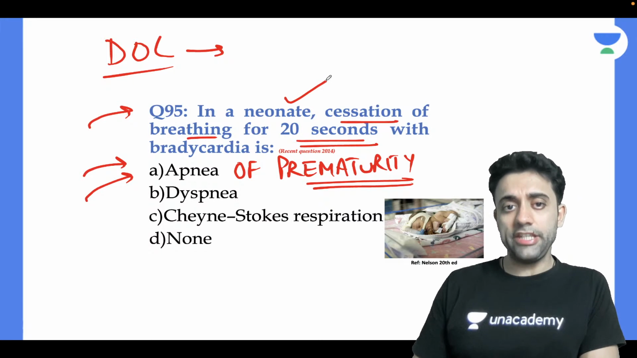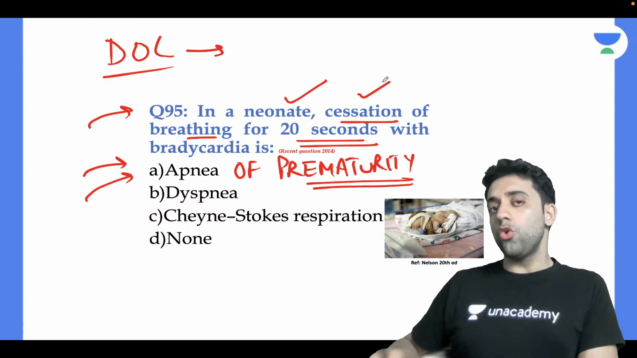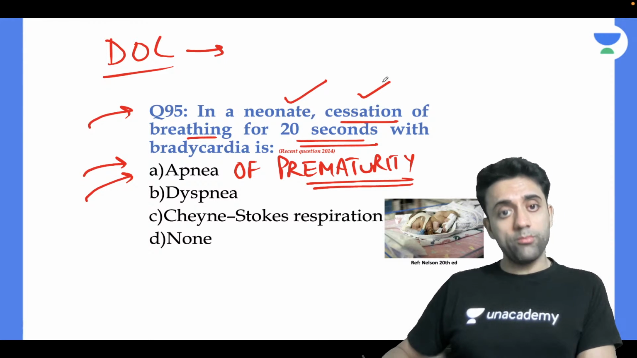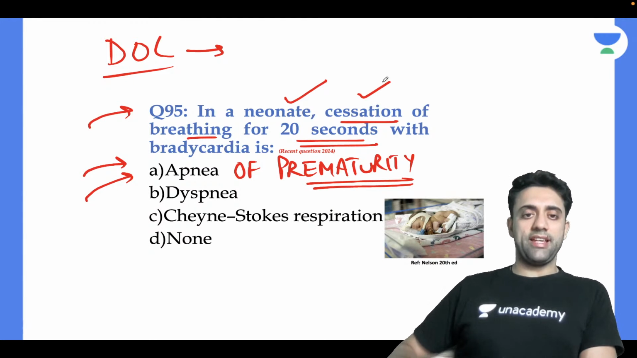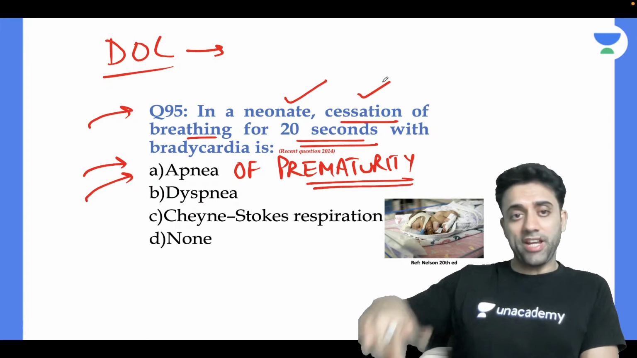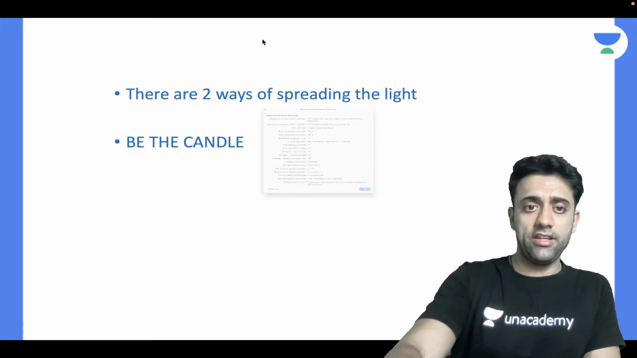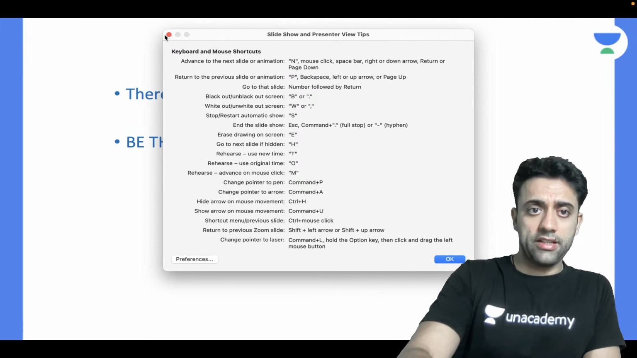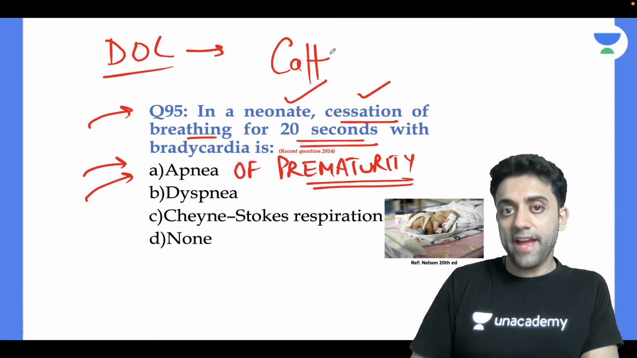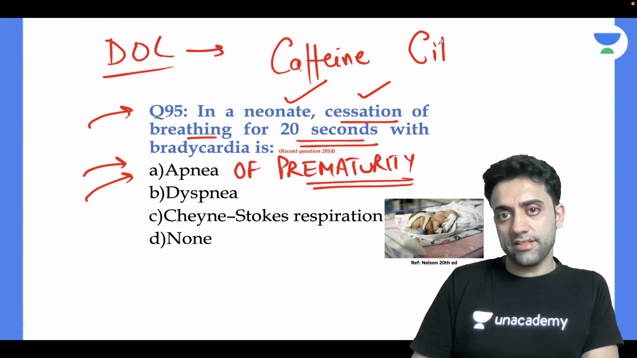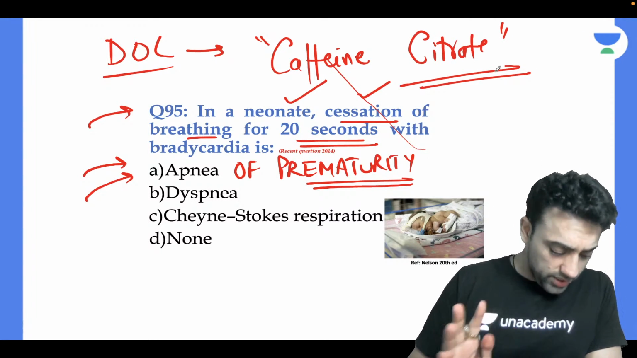Apnea, dear, is any neonate with cessation of breathing for more than 20 seconds. Any newborn who holds his breath for more than 20 seconds, I will categorize that this baby is a case of apnea of prematurity, right? And what is the drug of choice for apnea of prematurity? Osama Sheikh, one of my very good juniors, is very right. The drug of choice for apnea of prematurity is nothing but caffeine citrate. Caffeine citrate is the drug of choice for the apnea of prematurity. Done? Done. Very good. Perfect.